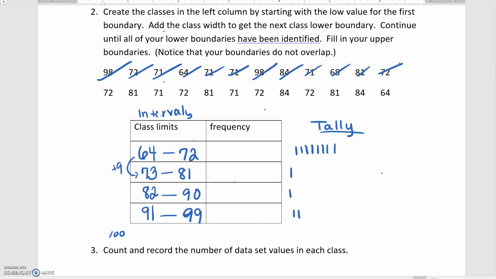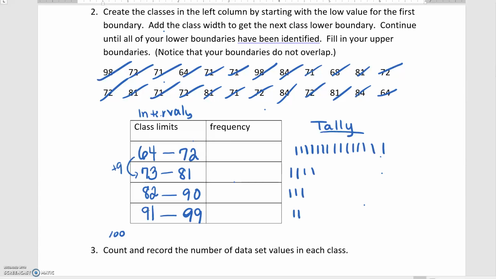72 would be here. Another 72. 81. 71. 72. 81. 71. 72. 84. 72, 81, 84, and 64. So now we would count these up.